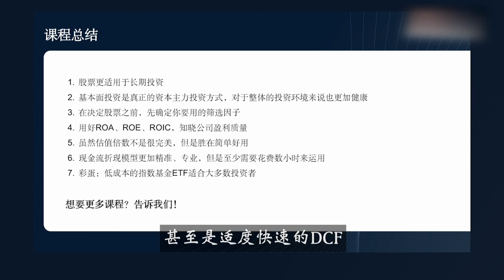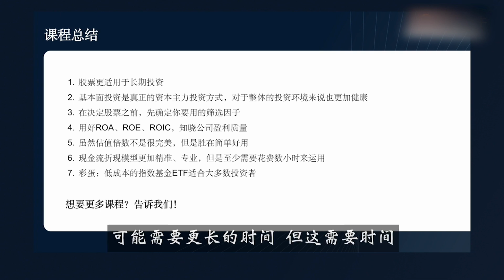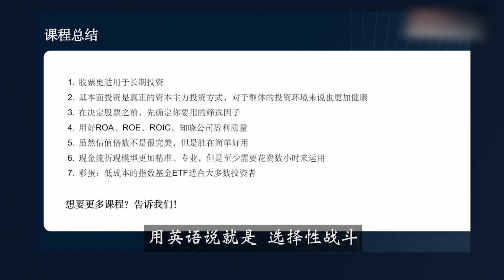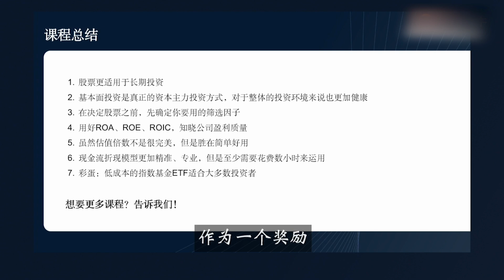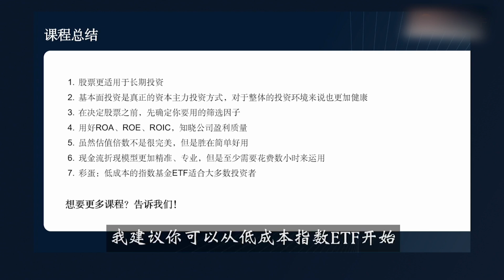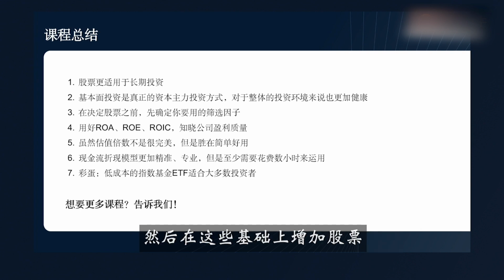It might take an hour or so to do a reasonably, even a moderately quick DCF. It could take a lot longer if you really want to go crazy with detail, but it requires time commitment. So pick your battles, we'd say in English, with that. Don't do it for every company. And as a bonus, I'll throw in, you can use low-cost index ETFs to get started, and then add stocks on top of those. This will get you diversified already.